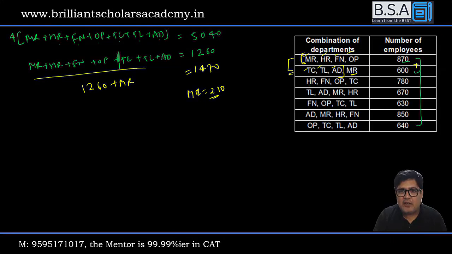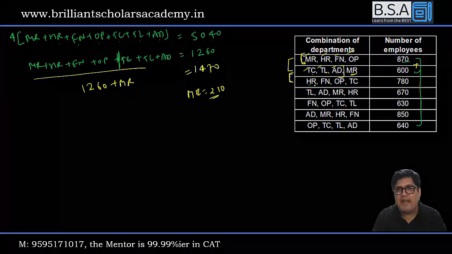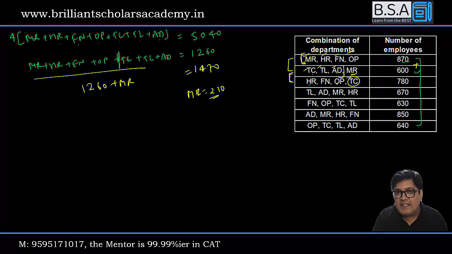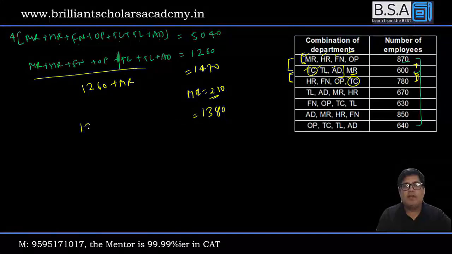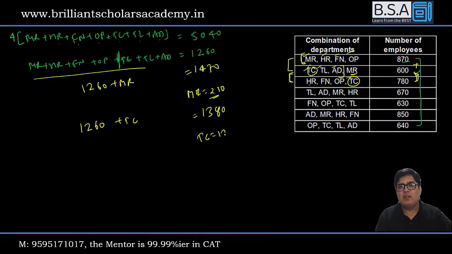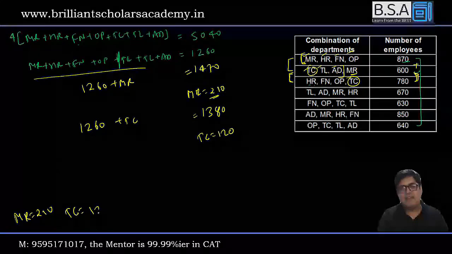Look at the second and third. First, you should notice how many are repeating. TC, TL, AD, MR, HR, FN, OP, TC. What is repeating? TC. So if I add these two, I'll have the addition 1380. Let me verify the addition. 1380. It will be equal to 1260 plus TC. So when I subtract this, I will have TC is equal to 120. Are you able to understand so far how are we finding numbers? I have found out MR is 210, TC is 120.